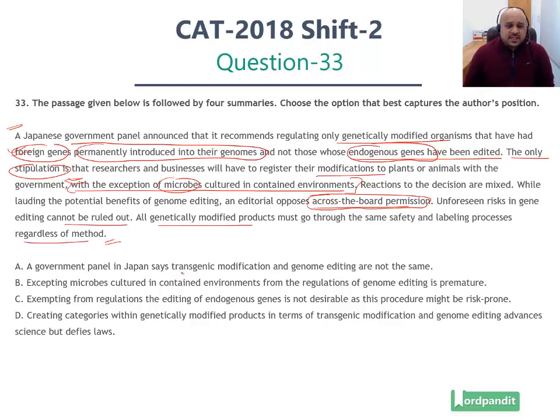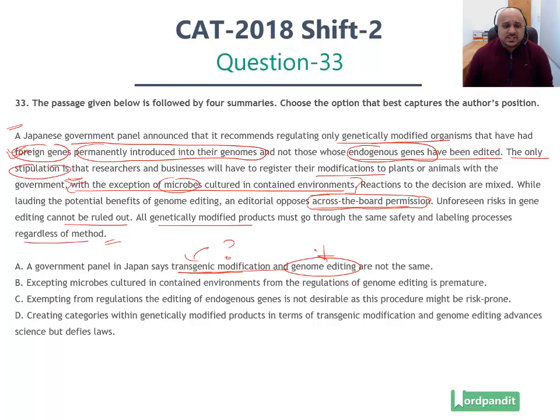Option number A, a government panel in Japan says transgenic modification and genome editing are not the same. Now the first thing is, what is transgenic modification? This is something that should baffle you a little because this has not been mentioned in the passage. Transgenic refers to something which contains artificial genetic material from another species. So this would be close to foreign genes being introduced into their genomes. So we can call that transgenic modification. Now the thing is, transgenic modification and endogenous gene modification, they're not the same, right? So genome editing is just the process, right, which you can have transgenic modification or endogenous gene modification. So these two cannot be compared as such.